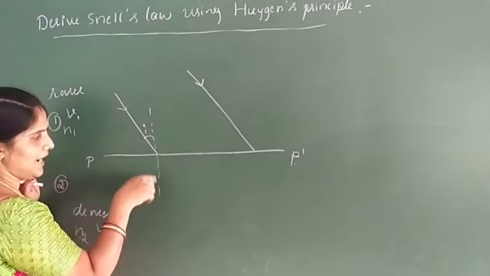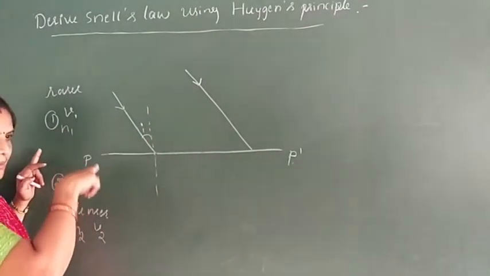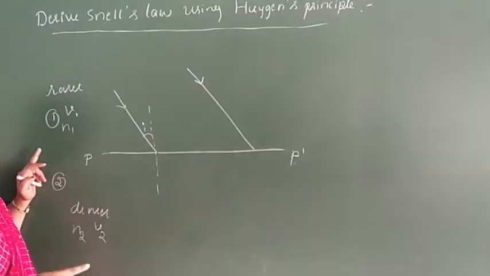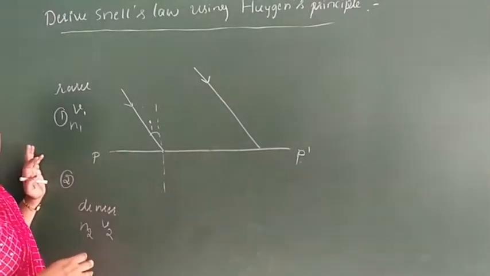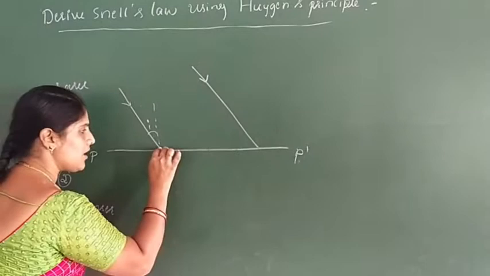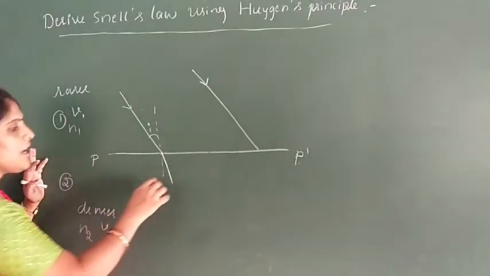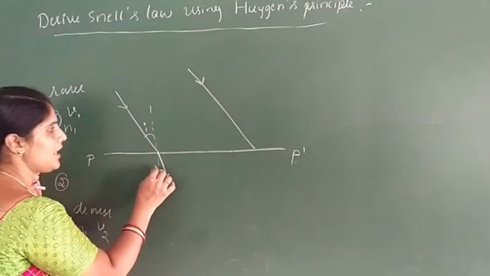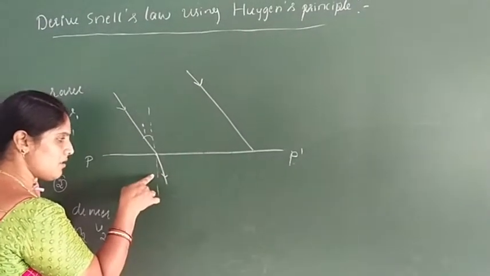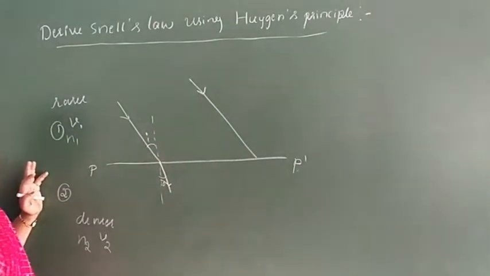It gets refracted here. Here the ray of light travels from the rarer to the denser medium. As the ray travels from the rarer to the denser medium, its velocity decreases. As a result, the refracted ray bends towards the normal. So this is the refracted ray that bends towards the normal like this. The angle between this normal and the refracted ray is known as the angle of refraction.